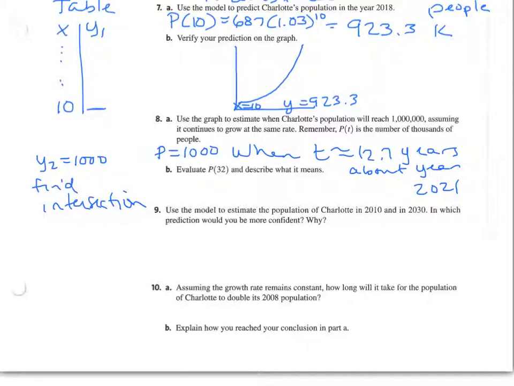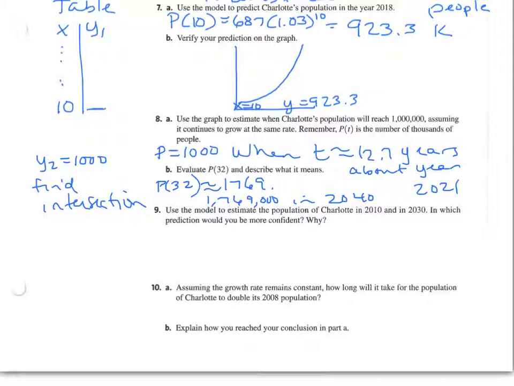Okay, so we're just doing one more of these. Evaluate P of 32. So if you either plug 32 into their function there or use your table and scroll down to 32, you end up getting 1,669. Okay, this is in thousands, so this is really 1,769,000 people in this year, which would be 2040, because it's 32 years past 2008.